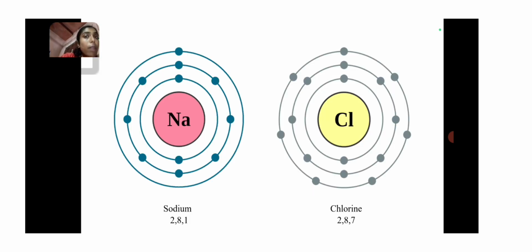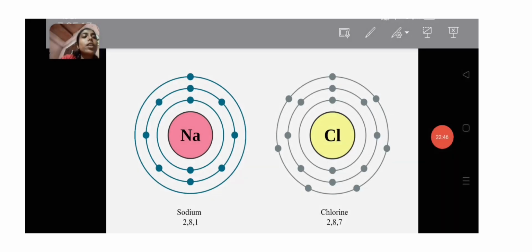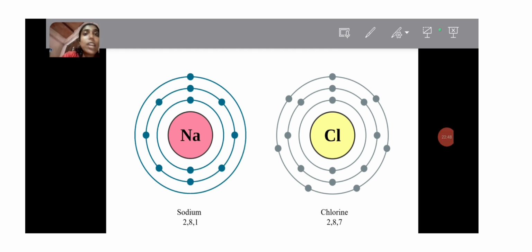And in case of sodium and chlorine, in order to attain stability, sodium either has to lose one electron or it has to gain 7 electrons. So it is easier for sodium to lose one electron. And in case of chlorine, in order to attain stability, chlorine can accept one electron. So an electron transfer takes place between sodium and chlorine. That is, sodium gives one electron from its outermost shell to chlorine. So sodium becomes an electronic configuration of 2,8, and chlorine becomes 2,8,8.